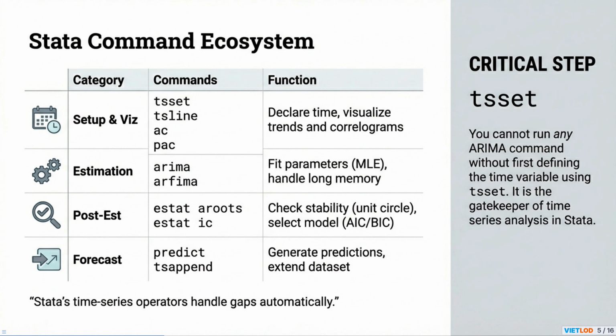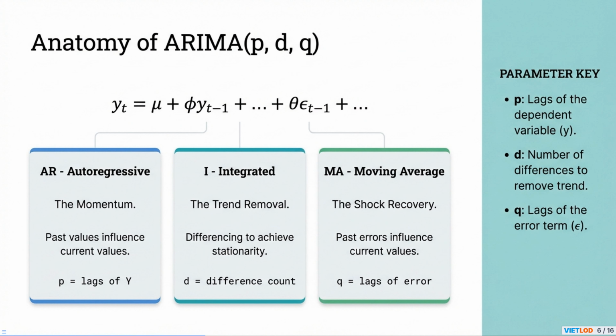Stata's time series operators handle gaps automatically. A typical workflow is: tsset your time variable, tsline your data to check for trends, use AC and PAC to identify P and Q, ARIMA to estimate, estat aroots to check stability, and finally, predict to forecast. You cannot run any ARIMA command without first defining the time variable using tsset. It is the gatekeeper of time series analysis in Stata.